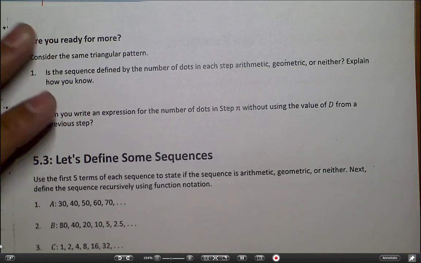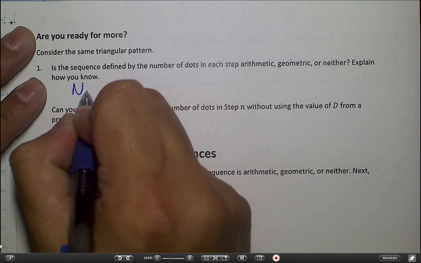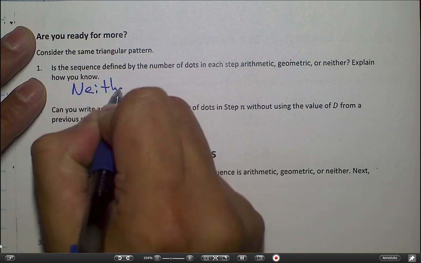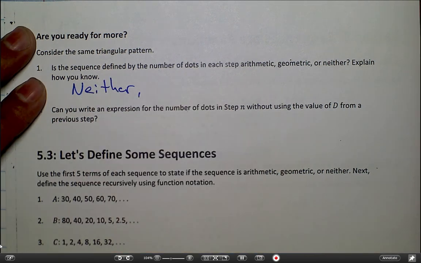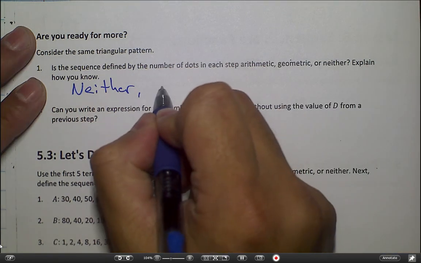Neither or neither. Depends where you come from. Data or data. So it is neither. Okay. Explain how I know. Okay. Arithmetic.